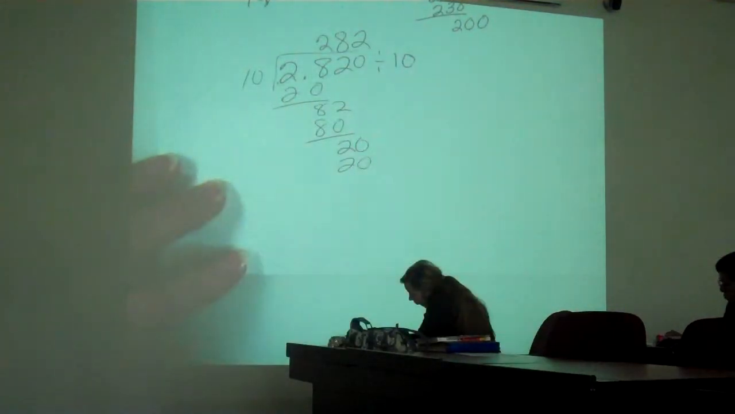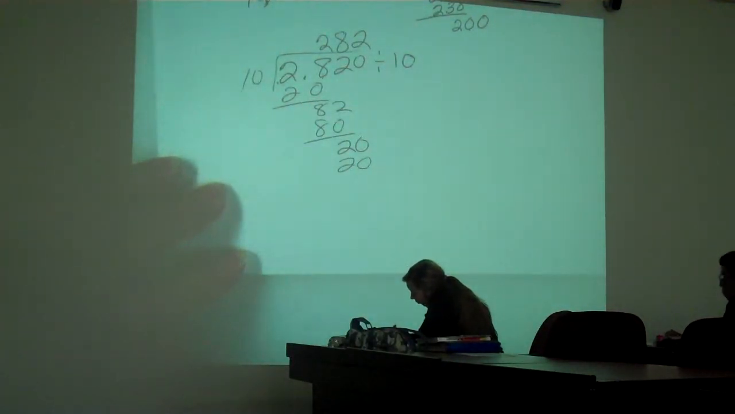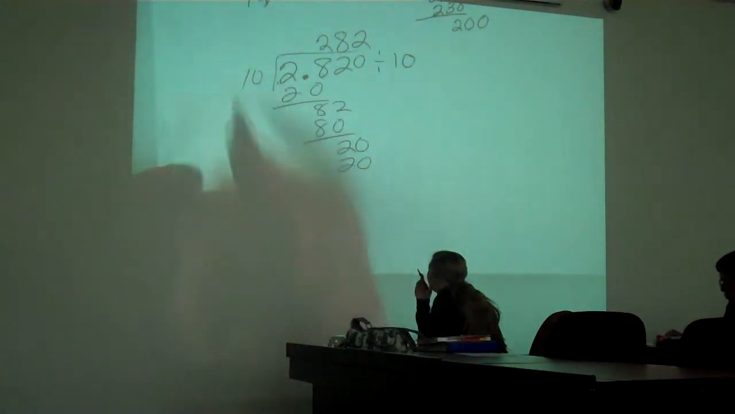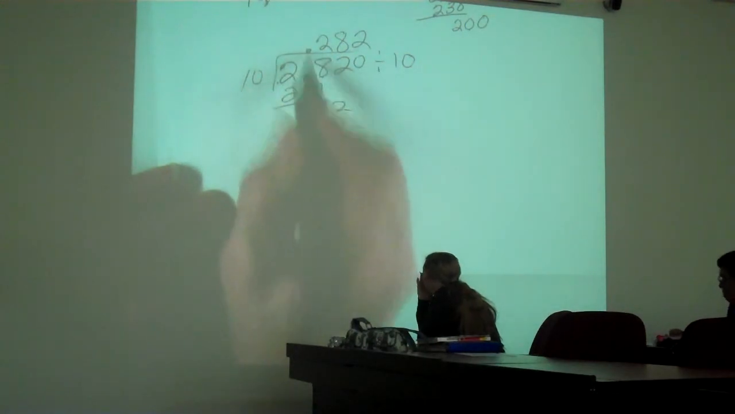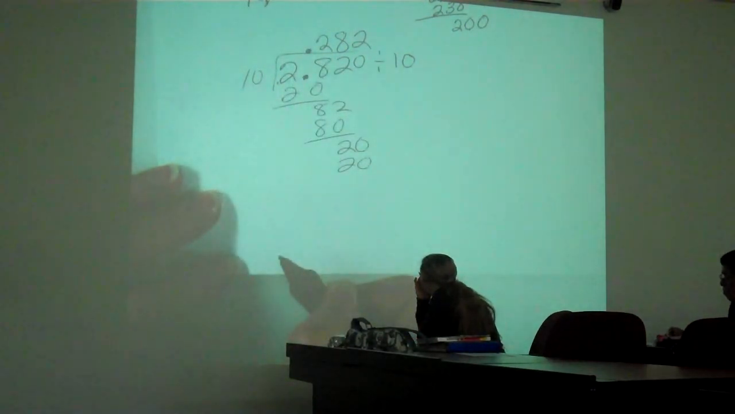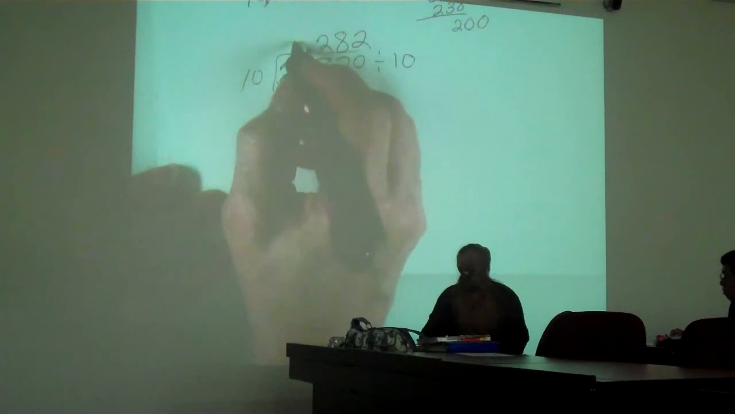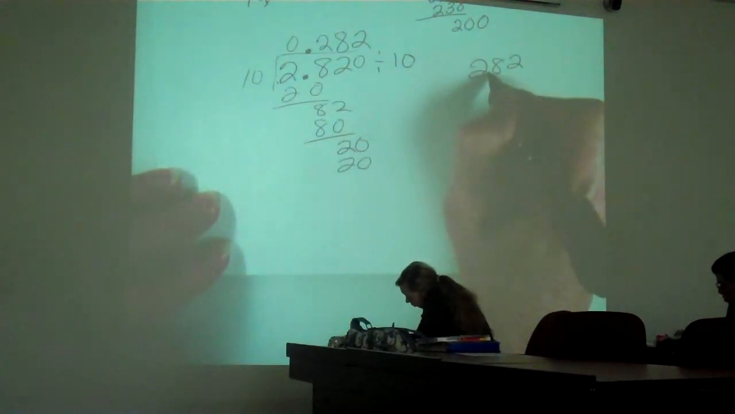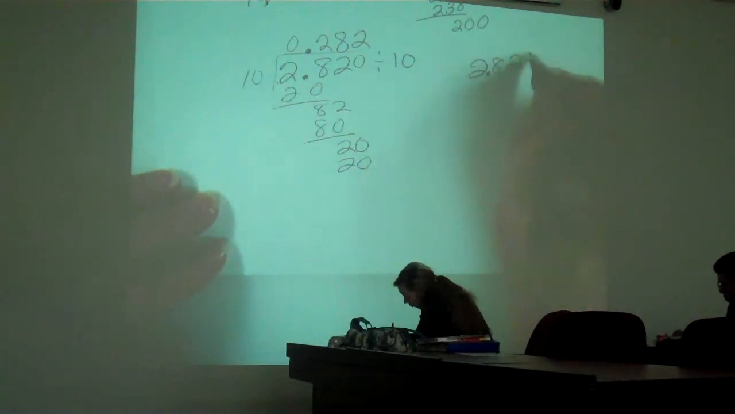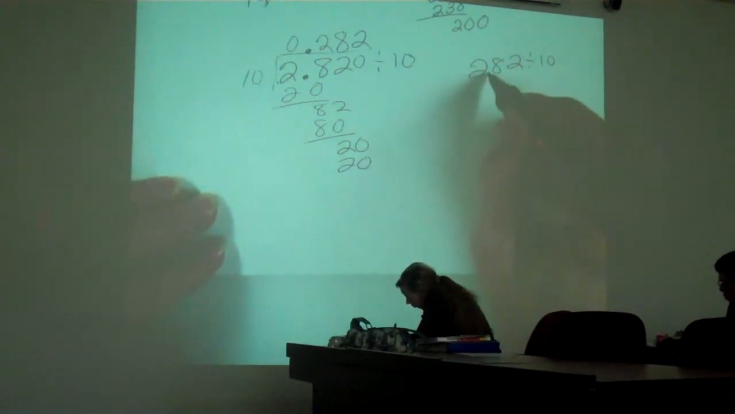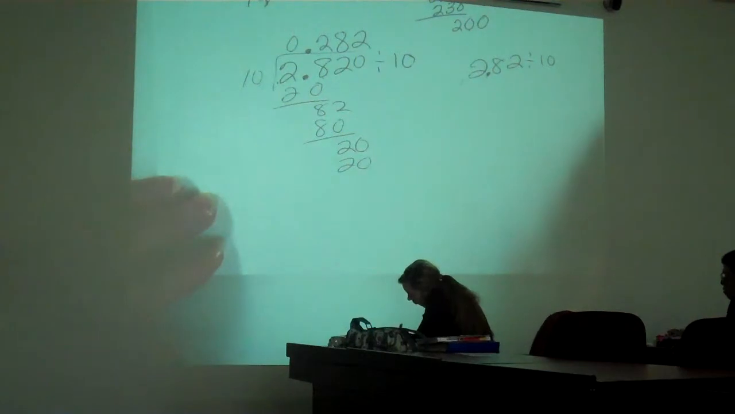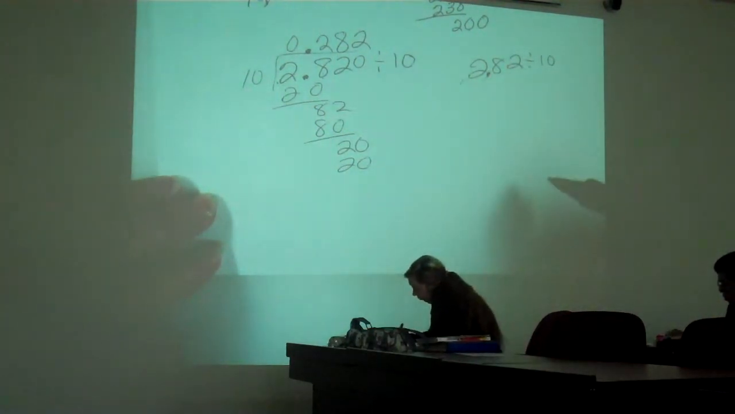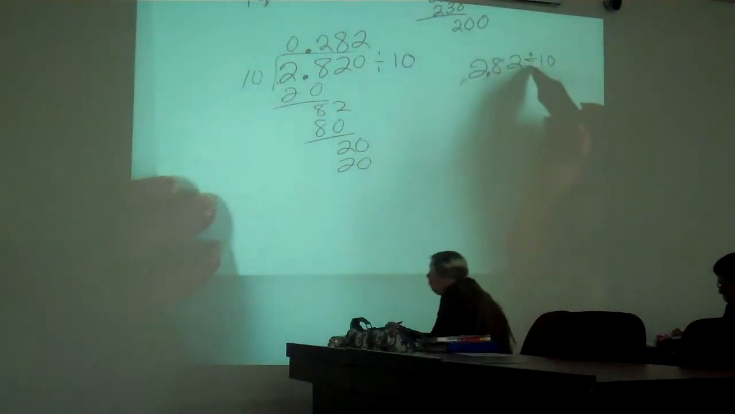Where's the decimal going to be? There was no decimal in the 10, so that means the decimal's going to stay in the same place, straight up. So you just moved it over one place? Yeah. From 282 to 2.82, when you divide it by 10, you just move it one place to the left. If you're multiplying by 10, you would be moving it to the right, making it bigger. When you divide, you're making it smaller.